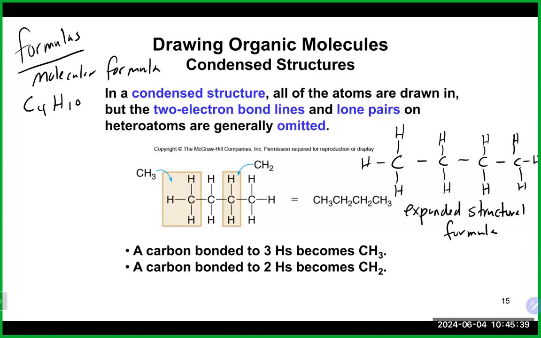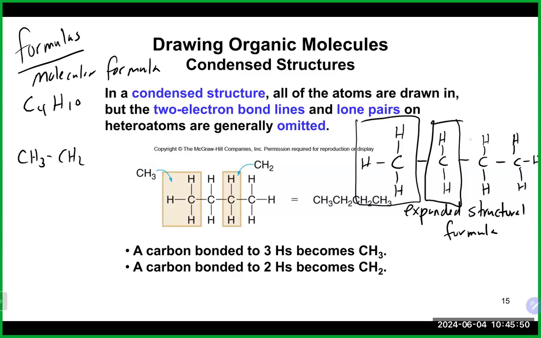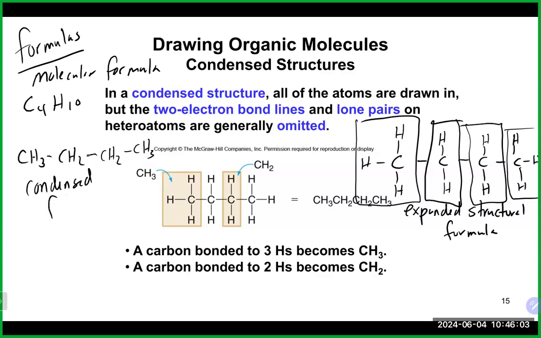You could condense this down. So this little guy right here is CH3. Next one is CH2. Next one is CH2. And last one is CH3. This is obviously what is referred to as the condensed formula. Major difference is you really just don't draw out the hydrogens, basically.